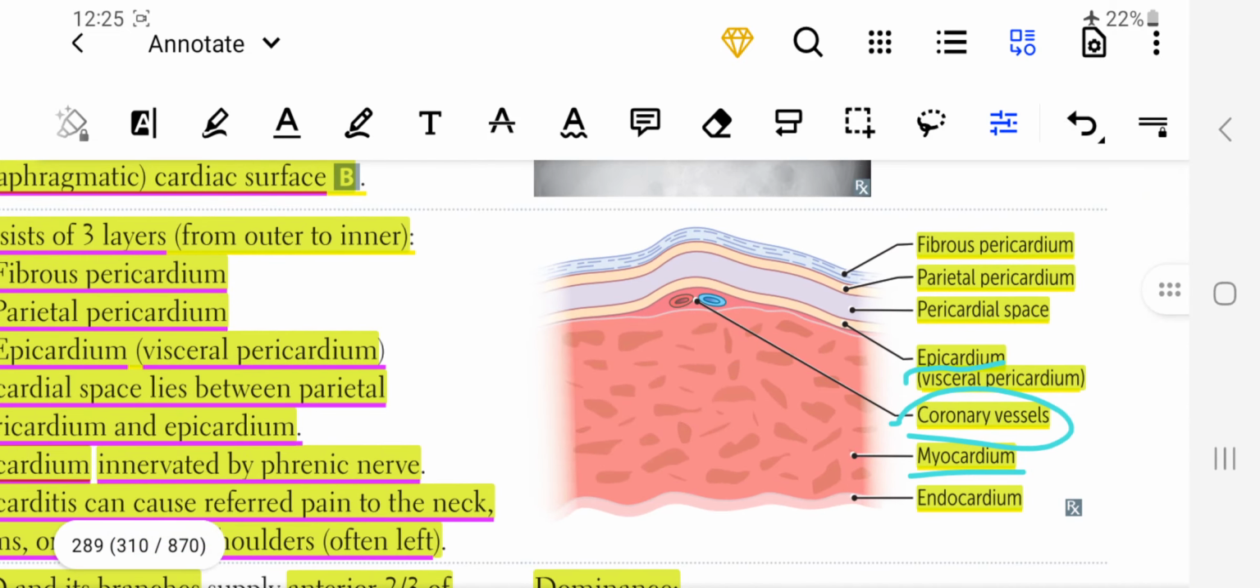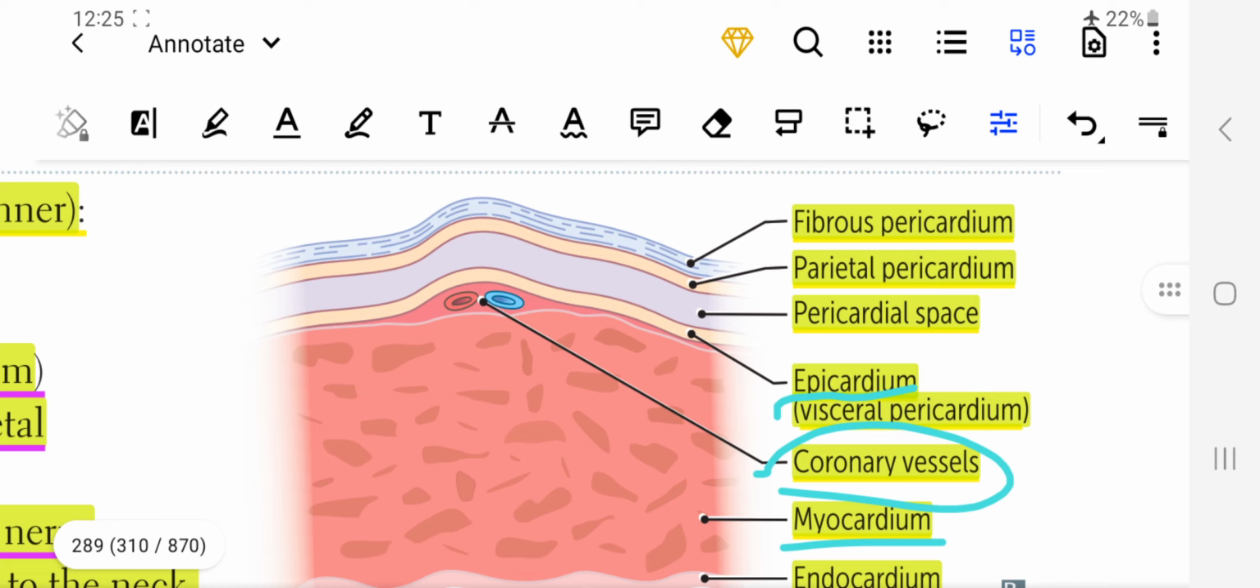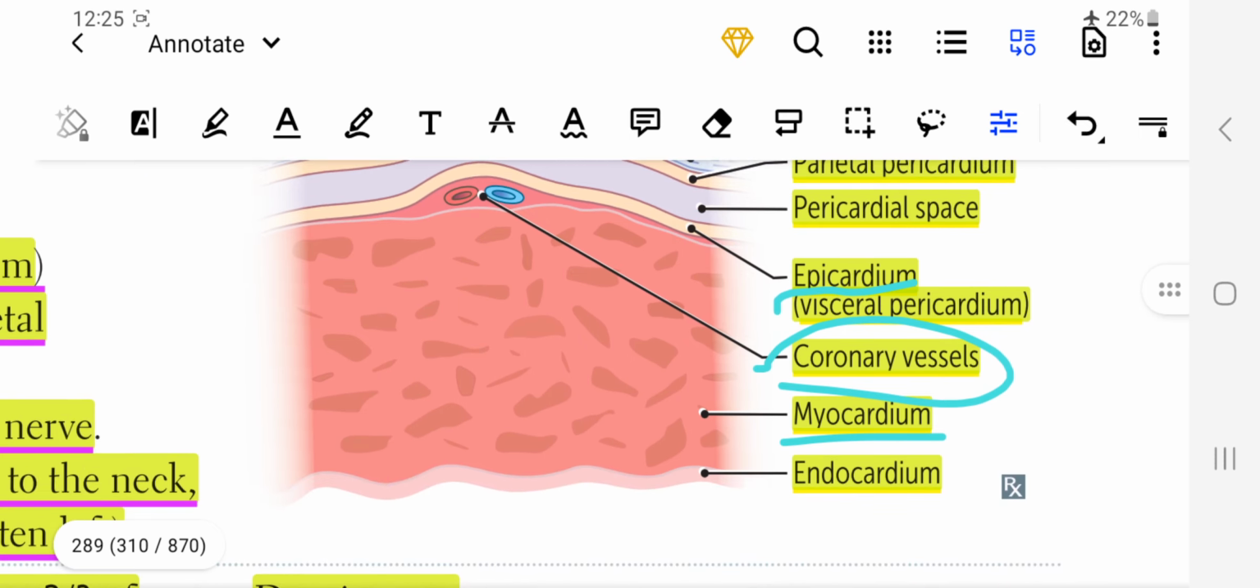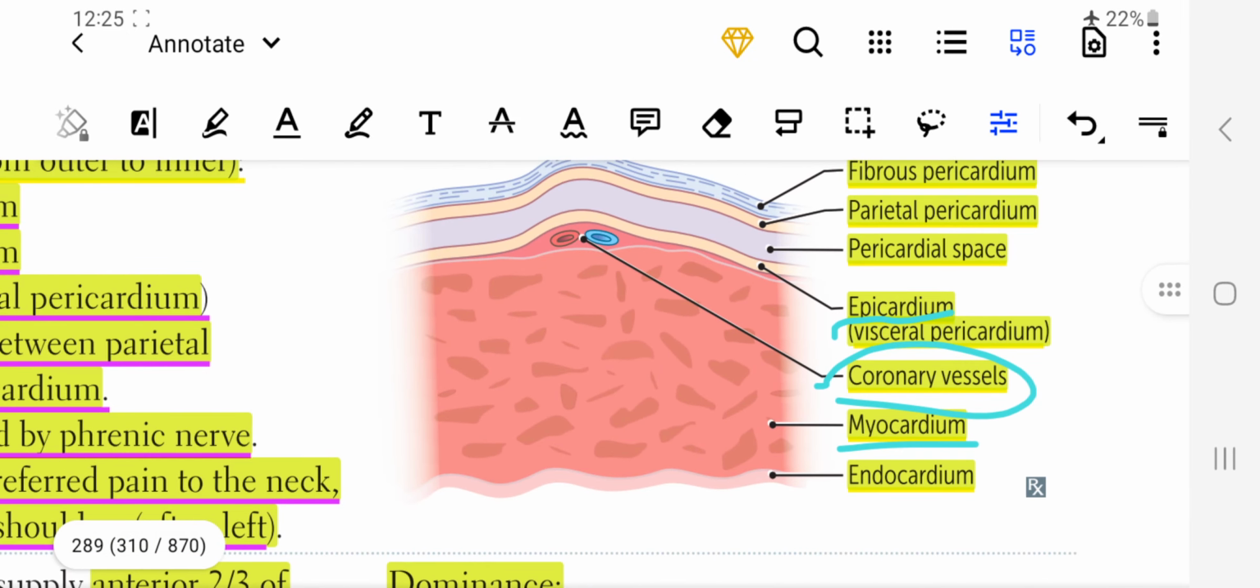Okay, fibrous pericardium, parietal pericardium, then we have visceral pericardium. Among them, we have pericardial space. Then we have the visceral pericardium. Below that, we have coronary vessels. Then we have myocardium. Then we have endocardium. Once again, coronary vessels are located below epicardium. This is important. Or we can say coronary vessels are located between myocardium and epicardium.